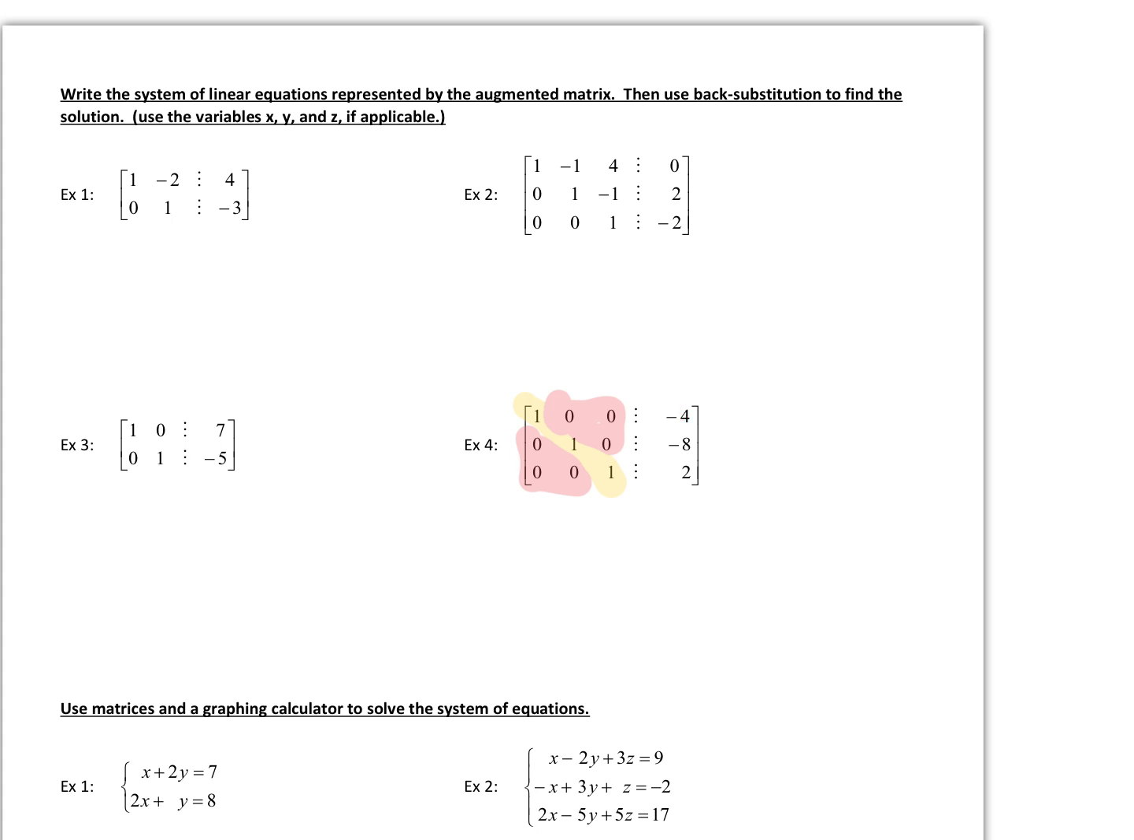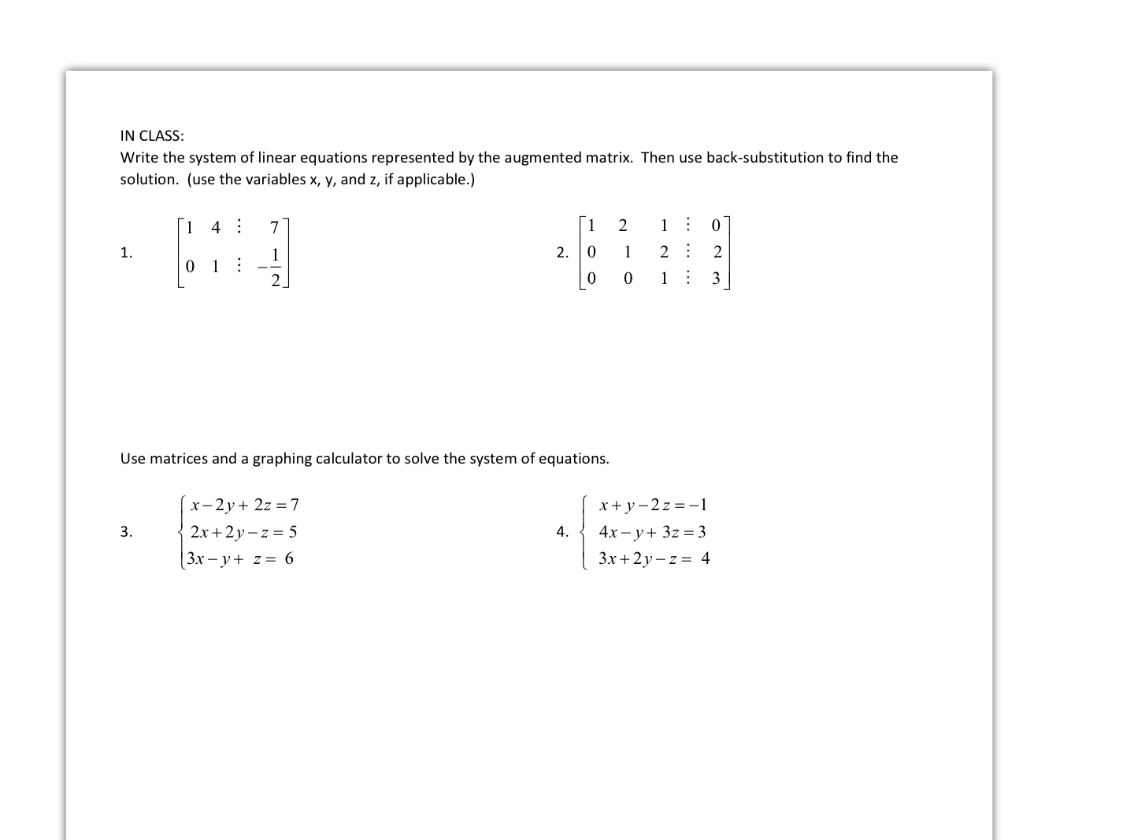All right? You got to know how to do back substitution. You got to know how to do reduced row, but thankfully you have your calculators to get you 90% of the way there. Okie doke? So let's try this. All right.